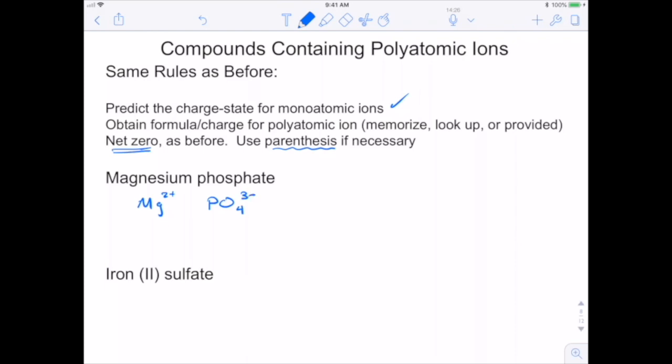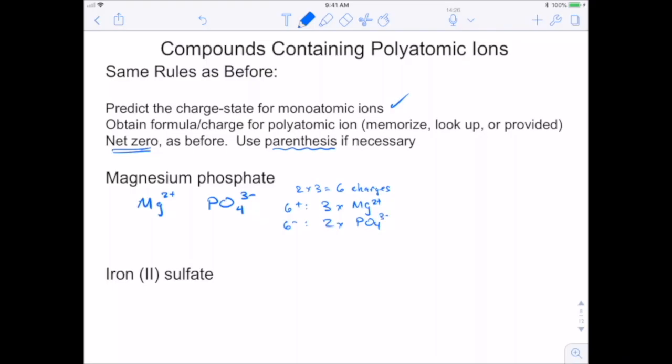So just as before, we need the ratio to be such that this forms a net neutral compound. We can do it either by the lowest common multiple or the crisscross method. If we use the lowest common multiple, we know that we need to have 2 times 3 equals 6 charges of each. So to get 6 plus charges, we need 3 times the magnesium ions, and to balance that with 6 minus charges, we need 2 times the number of phosphate ions, because each one of those is a 3- charge.